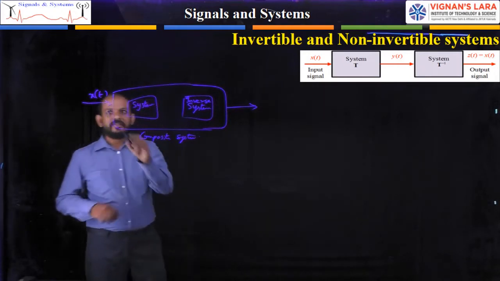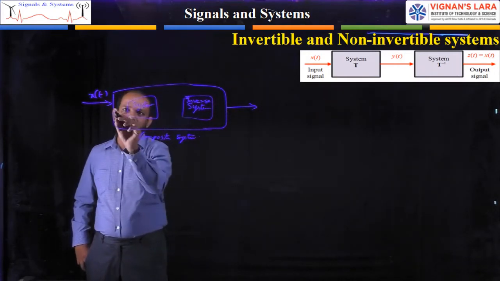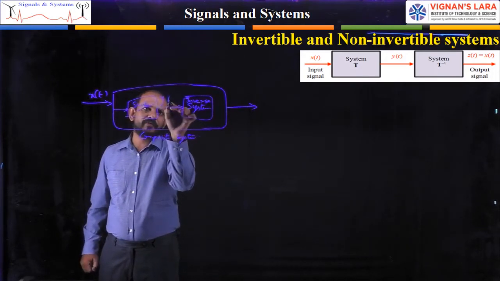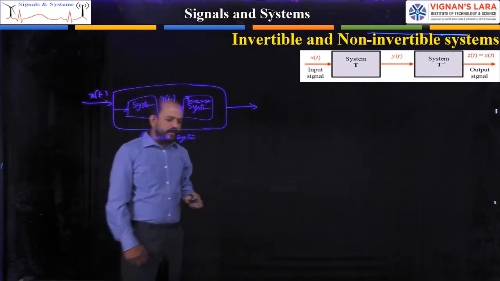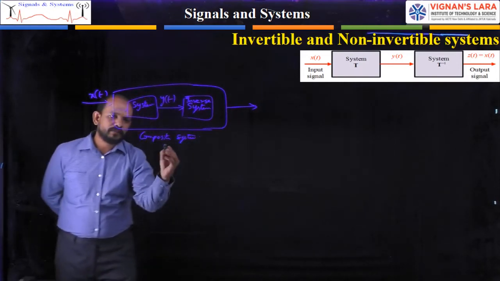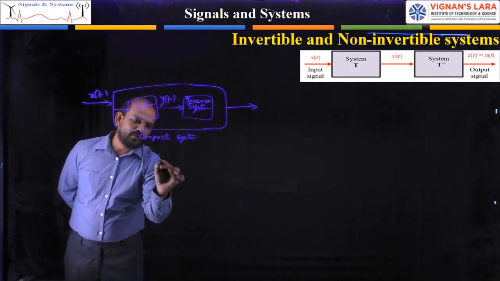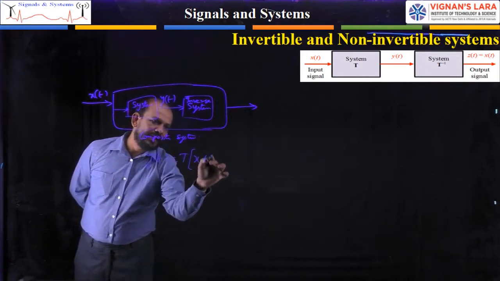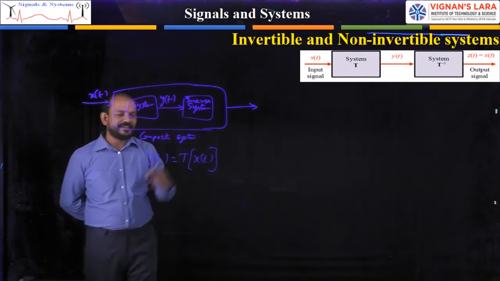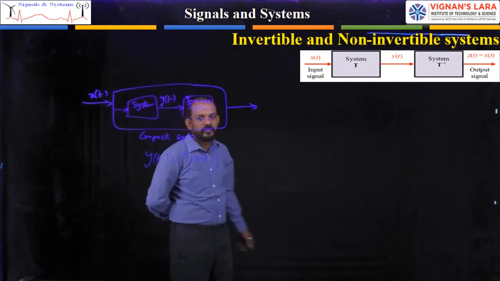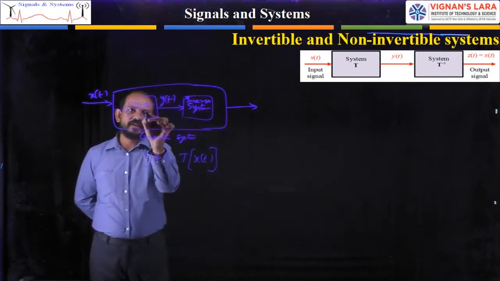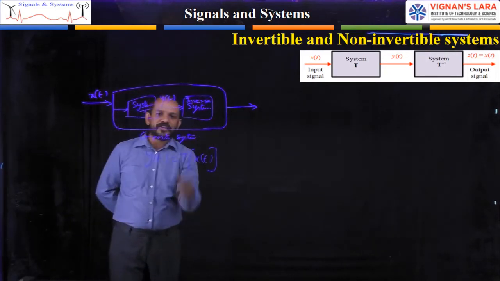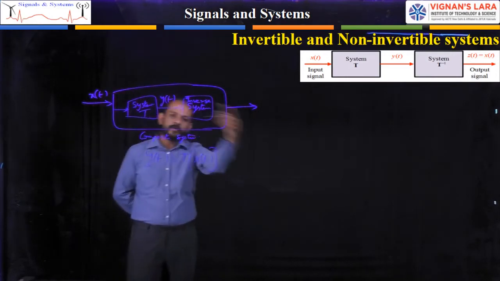First, I give the input to the system. Now the output of the system, let us consider it as y of t. How can you write y of t? In general, y of t I can write as the transformed version of x of t. Here I am going for a transform: the system is transforming x of t to y of t.